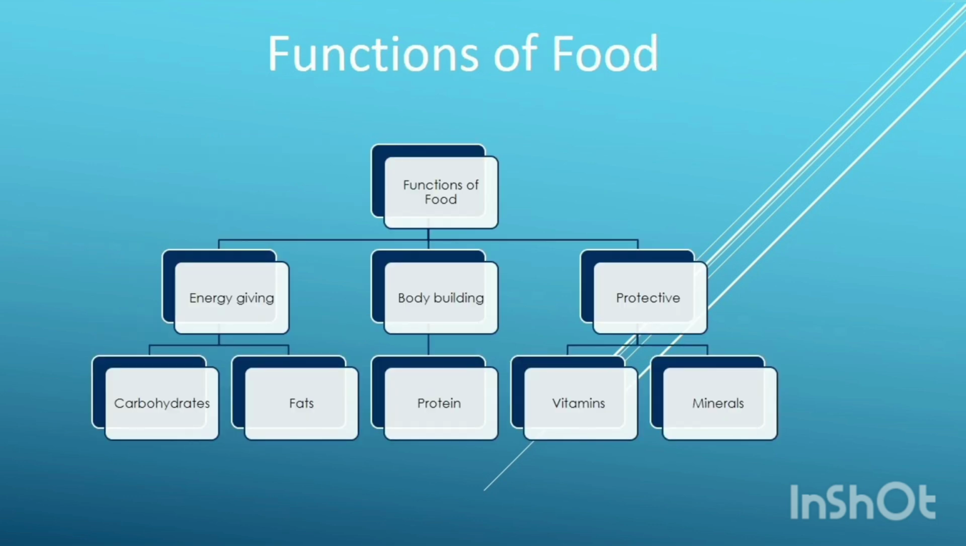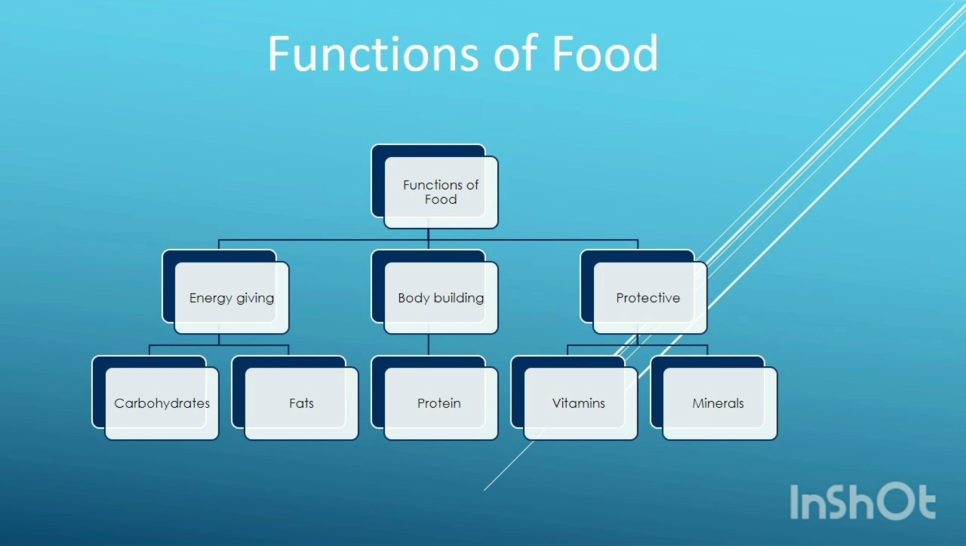Before starting components of food, let's revise functions of food. In the previous video also, we had learned functions of food. So what are functions of food? Energy giving food, bodybuilding food and protective food. In energy giving food, carbohydrates and fat come. In bodybuilding food, protein comes, and in protective food, vitamins and minerals come.